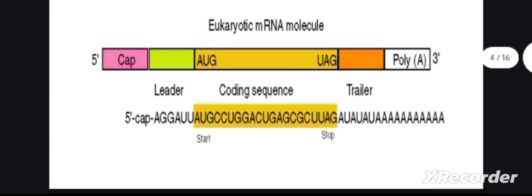And also you see eukaryotic mRNA molecules: the 5' cap, then AUG, the initiator codon that codes for methionine. Here is the leader, and also the trailer coding sequences, UAG, whereas AUG is the start codon and UAG is the stop codon. Next you see the poly-A tail region, running 5' to 3', where the transcription site starts.